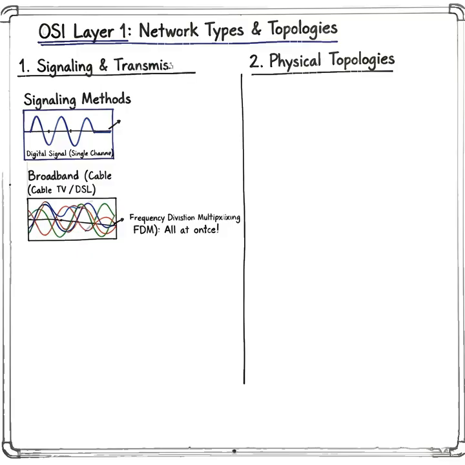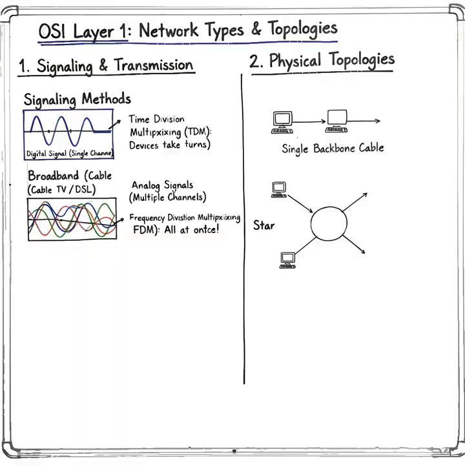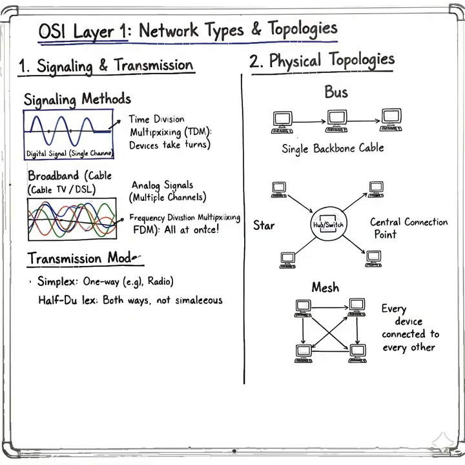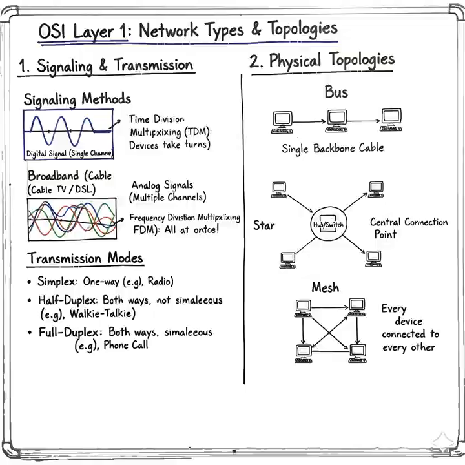Signaling methods, baseband versus broadband. Baseband. This is the most common for LANs, like Ethernet. It uses a single frequency to transmit digital signals. Because the entire bandwidth of the cable is used for one signal at a time, devices often use time division multiplexing, TDM, to take turns sending data.